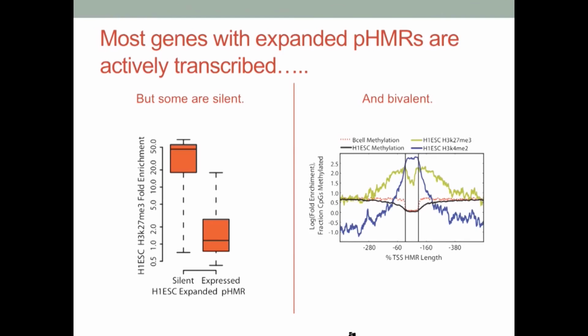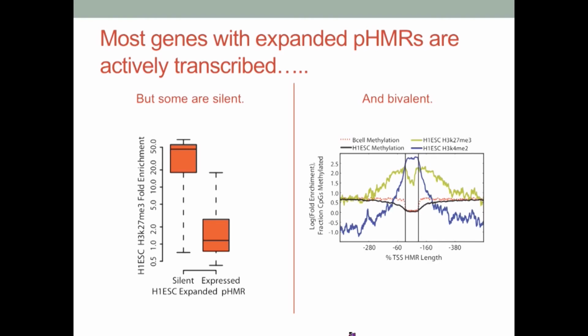So if we just take H1 embryonic stem cells, we found that there's actually a subset of genes that have expanded promoter HMRs, which you would expect to be upregulated, but they're actually silent. It's very interesting, there's something happening with the chromatin state at the promoter. It's getting expanded, but they're not expressed, they're not becoming upregulated, nothing happens. They're silent.